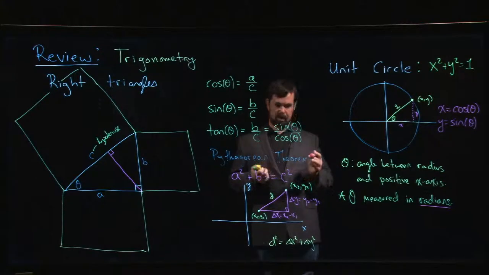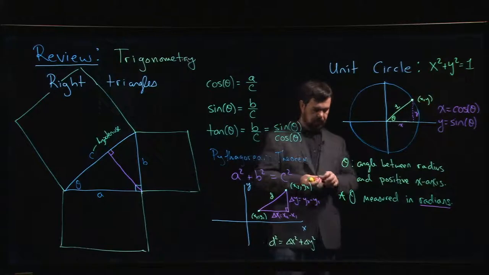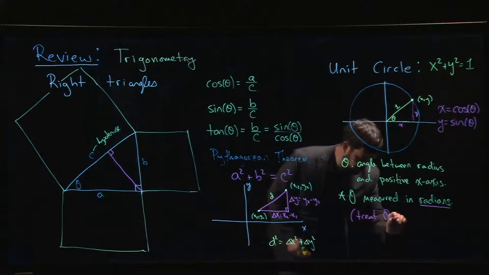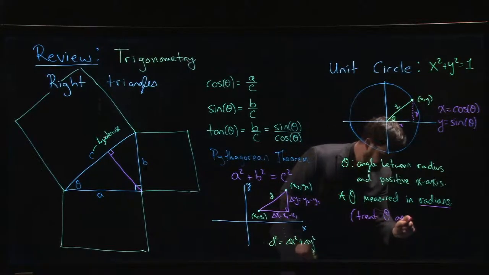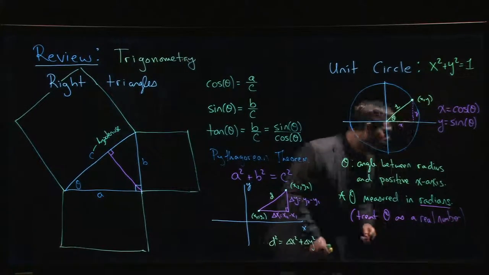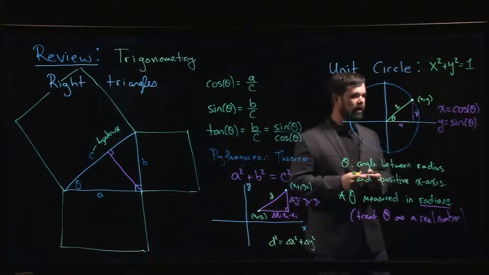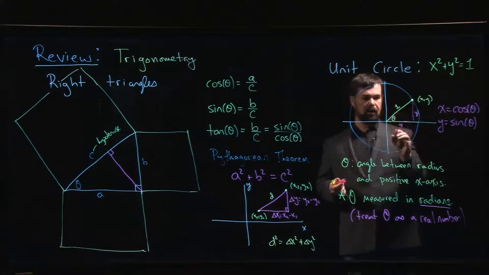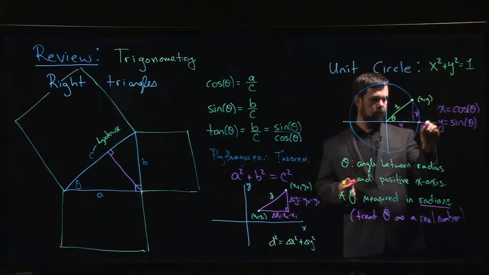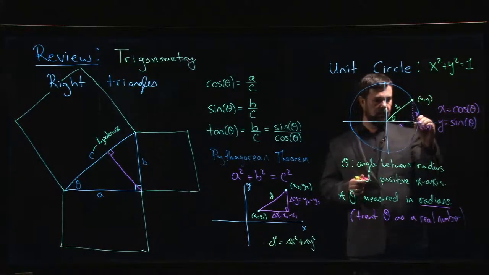And one of the reasons that we want to work in radians is that if you work with radians, it means that you can treat theta as a real number. Why? It's still an angle. How do you get to treat theta as a real number? Well, the reason is that for any angle theta that you pick, there's going to be, starting here at the point 1, 0, a little segment of the circle starting at 1, 0 and ending at this point, right?